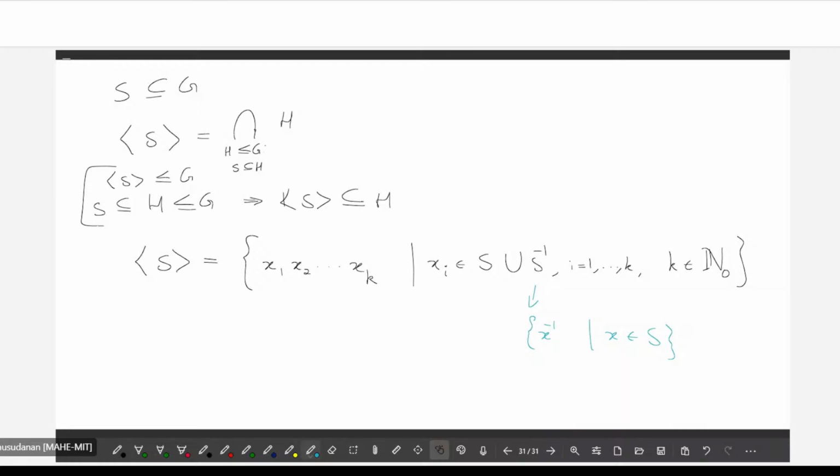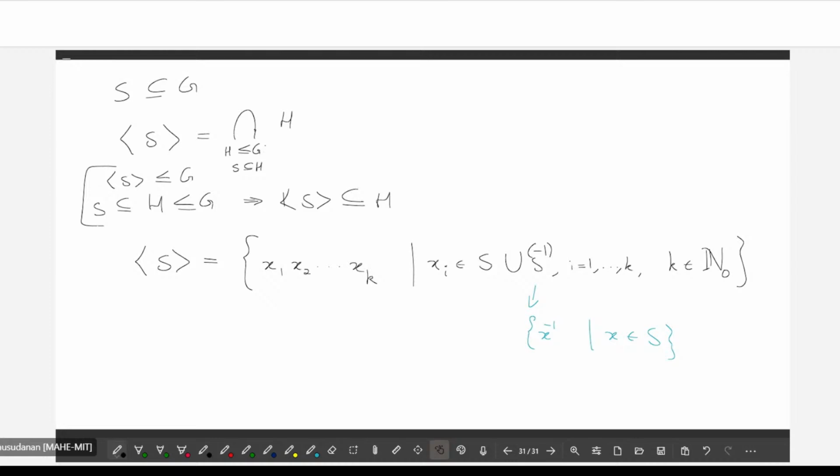Maybe a better notation is S union S inverse, for i equals 1 to k. K is any non-negative integer. When k is 0, what is the definition of this? The empty product is defined as the identity element, like power 0 is defined as the identity element.